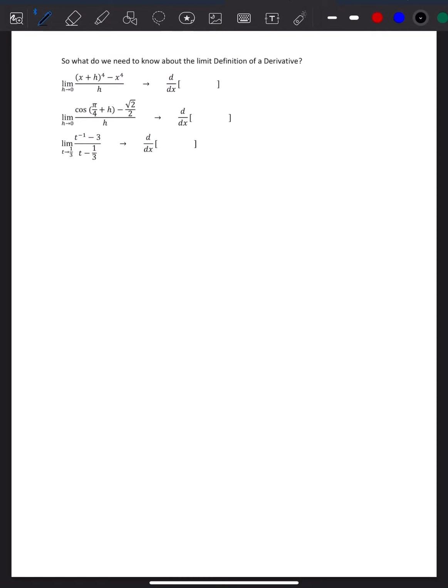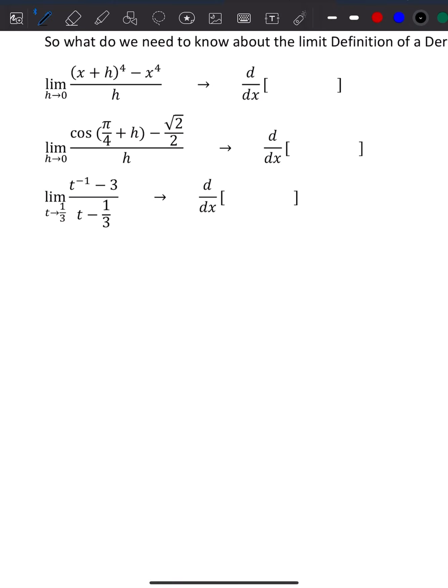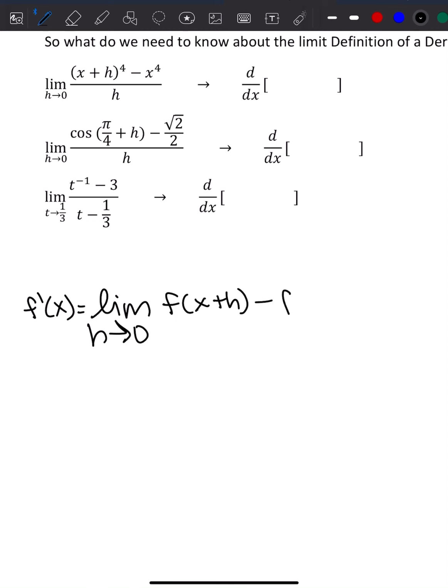So you may be wondering now, why do we need the limit definition of a derivative? So let's talk about what we're actually going to use the limit definition of a derivative for. What we really want is to remind ourselves what our function actually is. So our limit definition of a derivative is the limit as h approaches 0 of f of x plus h minus f of x all over h.